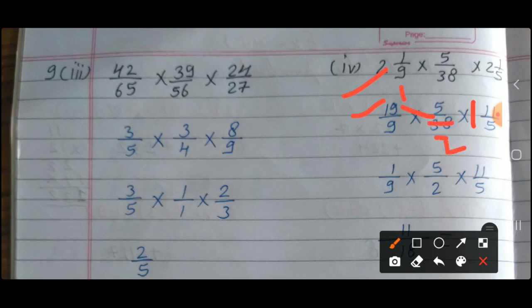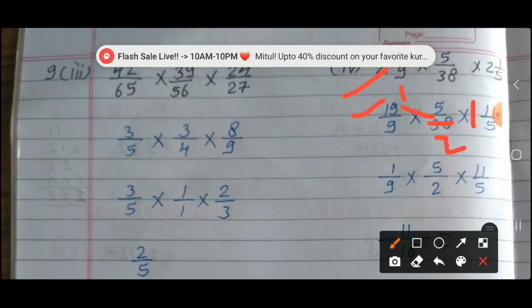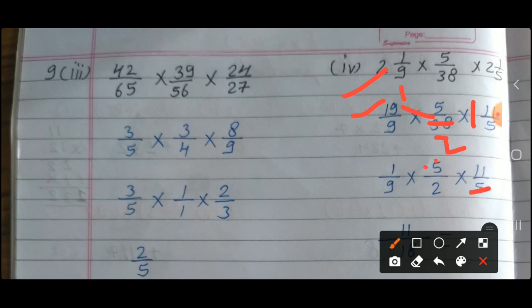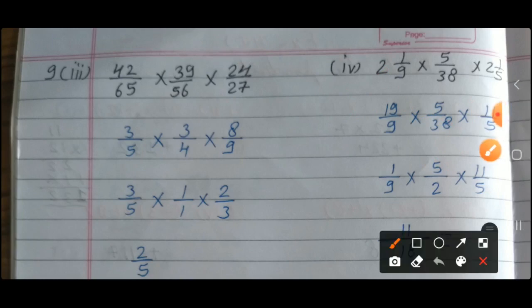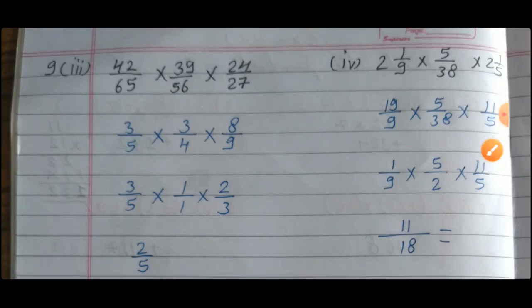Then we are getting 1 upon 9 multiply by 5 upon 2, 11 upon 5. Now we can cancel this 5 by 5. Then in the numerator we are getting 11 multiplied by 1, and in the denominator 9 multiplied by 2, 18. 11 upon 18. This is the answer.